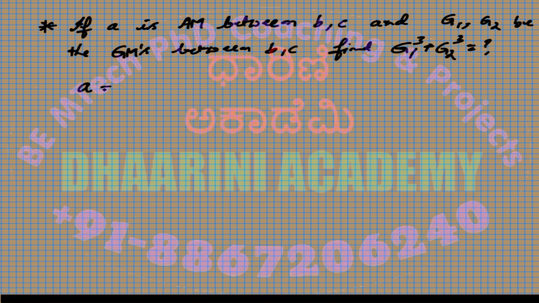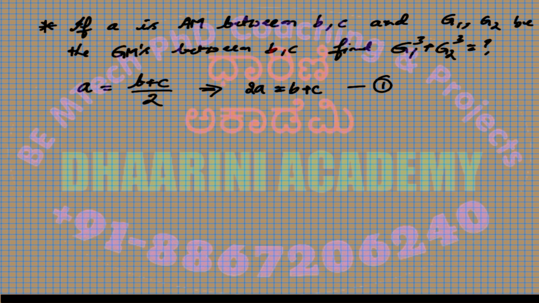So in this question, they have mentioned that A is the arithmetic mean between B and C. So you should be able to write this. So A is equal to B plus C by 2. That is the must-have condition because A is between B and C. It's given. So it is an arithmetic mean. So I can rewrite this as 2A is equal to B plus C. Okay, let's hold on to this equation.